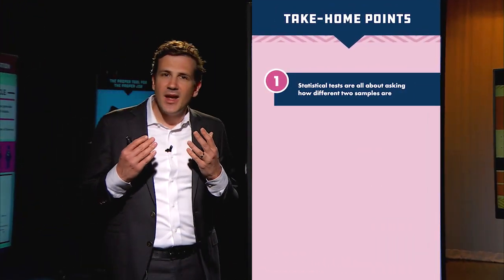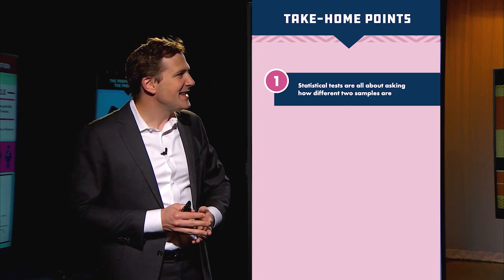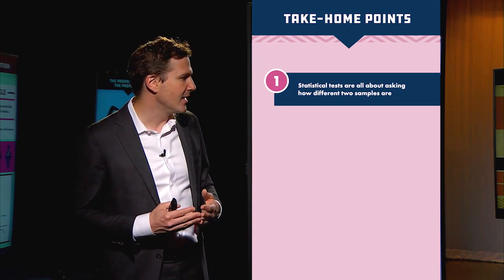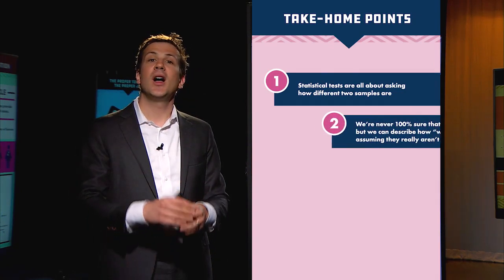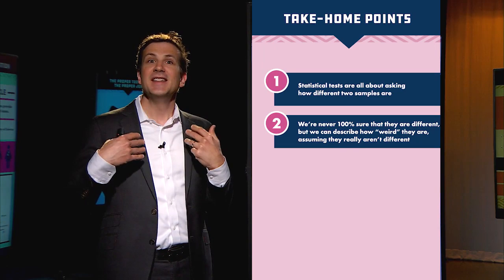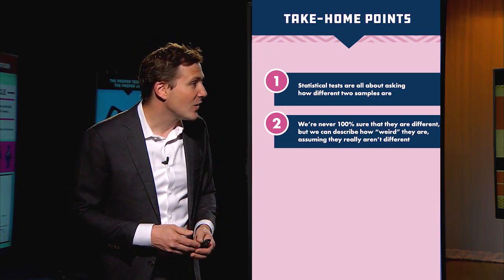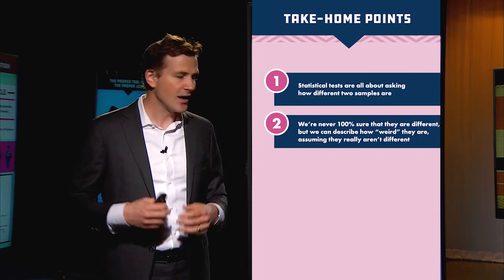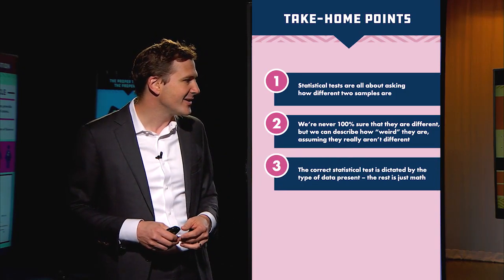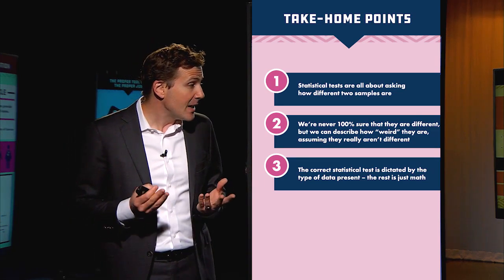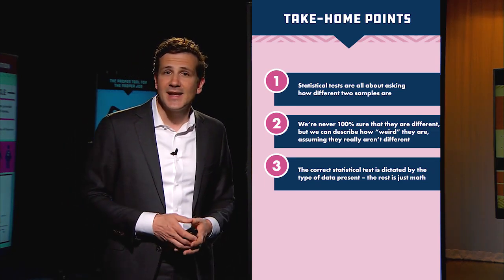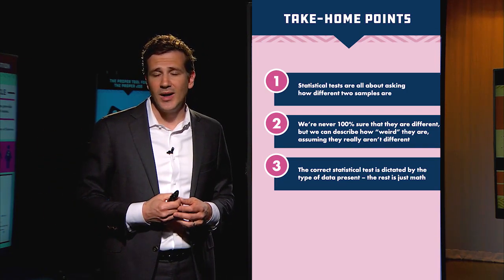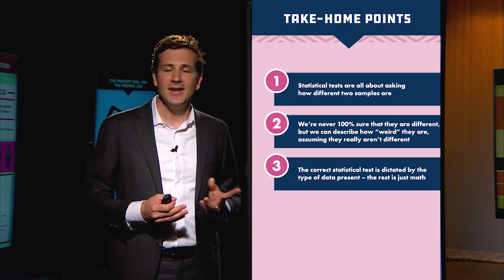So what I've done during this brief talk is just to show you that statistical tests are all about asking how different two samples are and trying to quantify that in some way. Now, we are never 100% sure that they are different in that statistical sense, but we can describe how weird the results are, assuming they really aren't different. Again, that's the concept of the p-value. The correct statistical test is just dictated by the type of data present. So all you have to decide is what kind of data you have, and then you can just plug your data into a statistical test calculator and get a p-value.